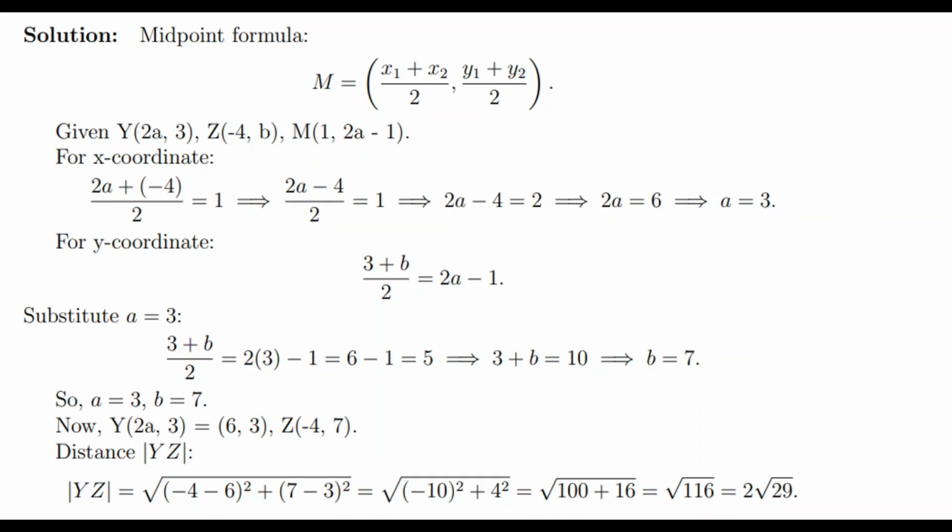You know how this is done. We subtract negative 4 minus 6 squared plus 7 minus 3 squared, all of it rooted. So we get root 116, which gives us 2 root 29 units as our answer. So a is 3, b is 7, and the distance is 2 root 29 units.